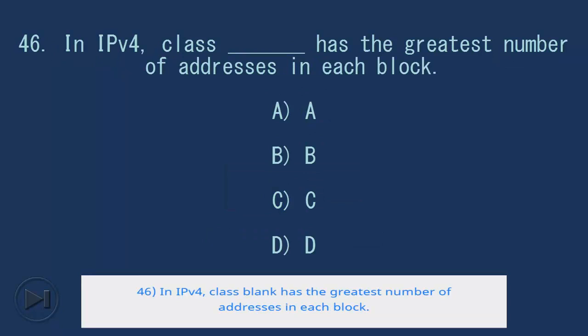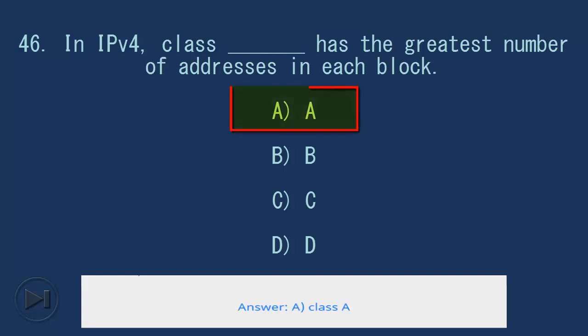46. In IPv4, class blank has the greatest number of addresses in each block. A, Class A. B, Class B. C, Class C. D, Class D. Answer, A, Class A.